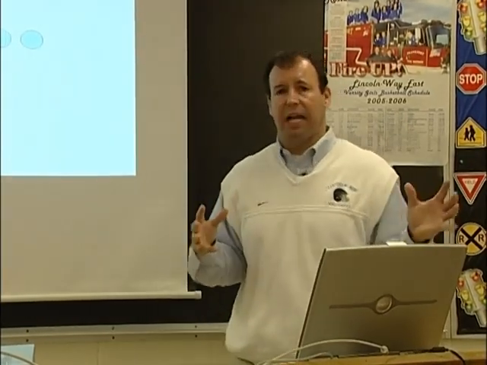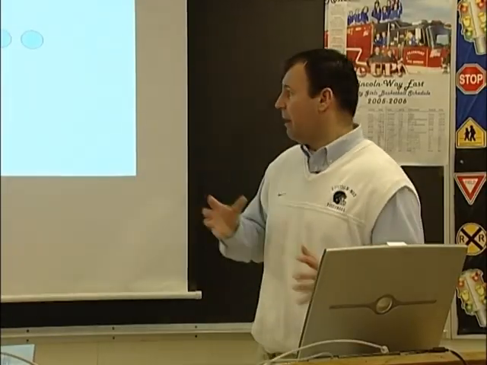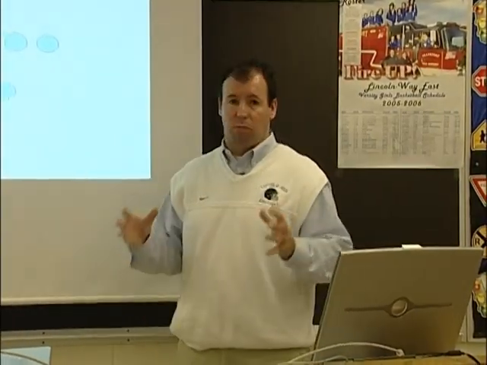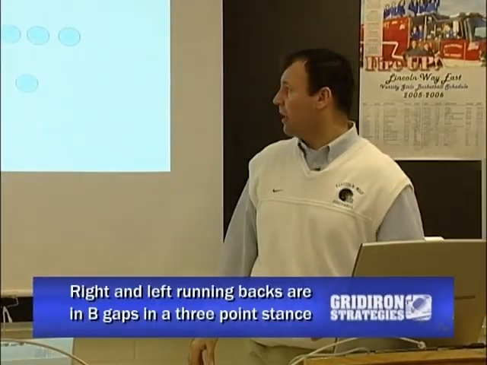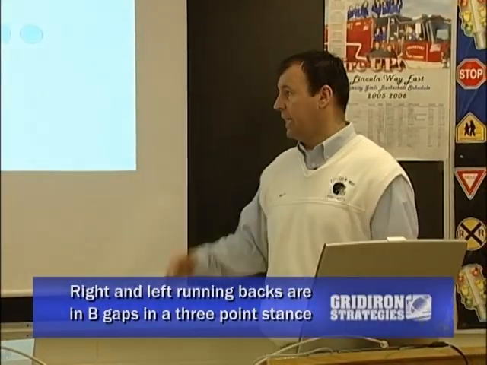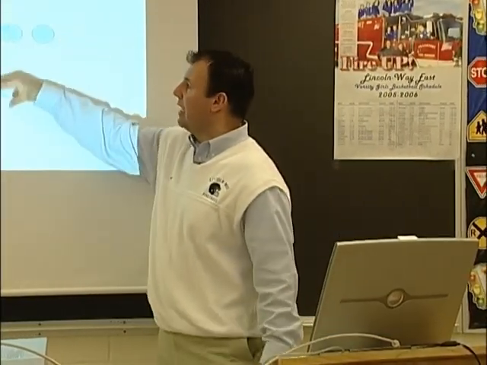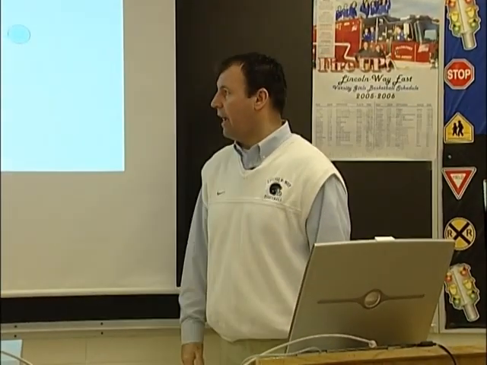Now we will adjust that alignment a little bit depending on the fullback's speed and his abilities. But he will set the T formation. Once he lines up, our right and our left running back will be approximately in B gap in a 3-point stance. So again, they'll be right around 3 yards away from the line of scrimmage, depending on the quarterback and depending on the fullback. But this is what we call our heavy formation.